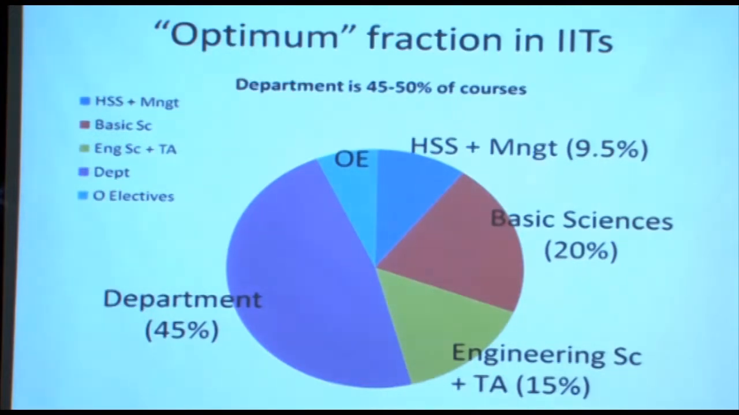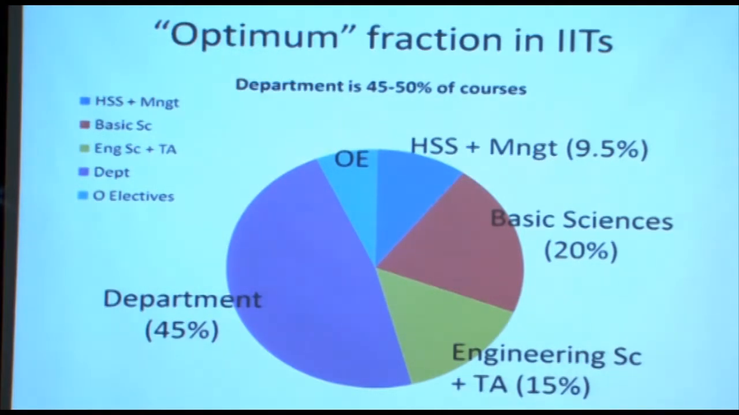You have got a large component in the basic sciences of about 30%. You have the engineering sciences and technical arts about 15%. And you have HSS and management, which comes at about 10%. Now, in this 45%, we also have a component of the department electives. So we have the core component in this as to what we must teach.